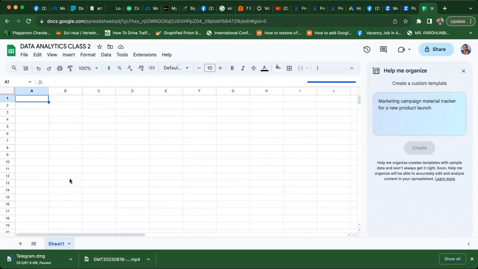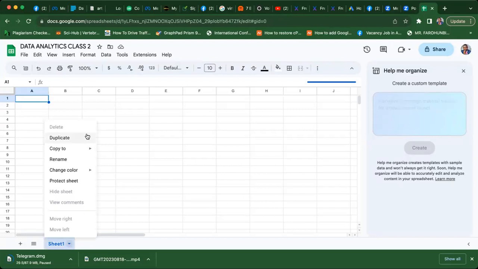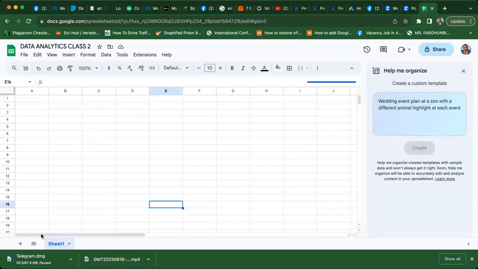The default sheet that you open is usually called Sheet1, whether you open it on Google Sheets or on Excel. If you click on it, there's a drop down beside it. I can duplicate it or I can add more sheets. This plus sign here allows me to add a sheet. I can also rename the sheet: once I double click on it, I can give it the name I want.